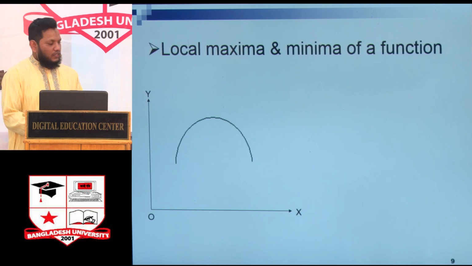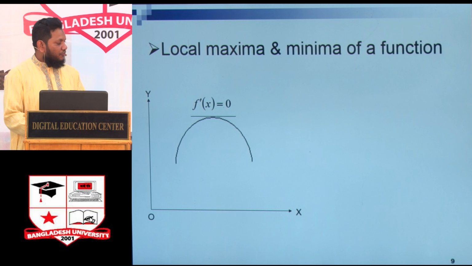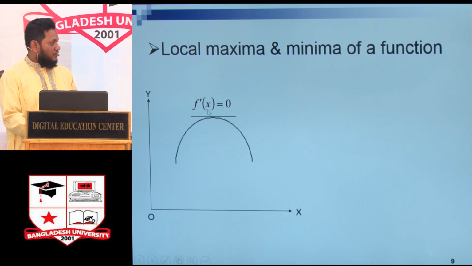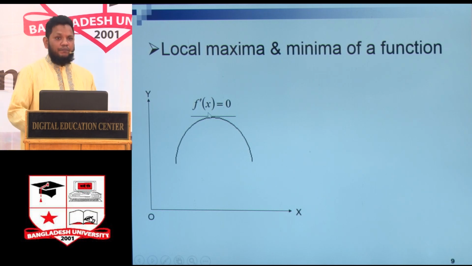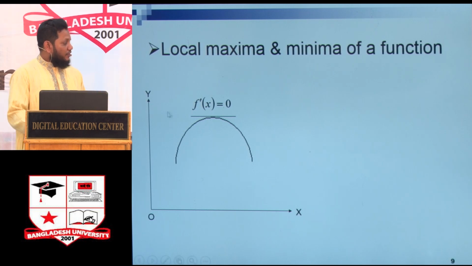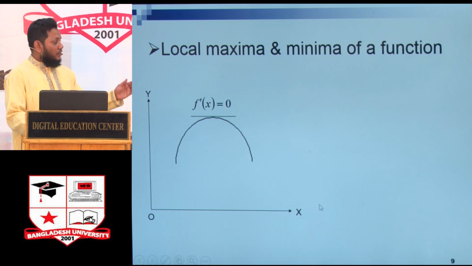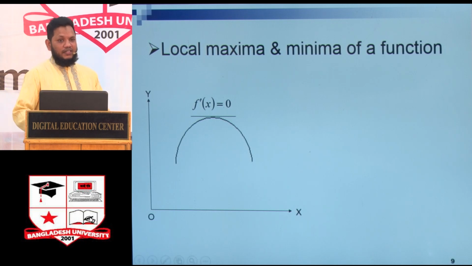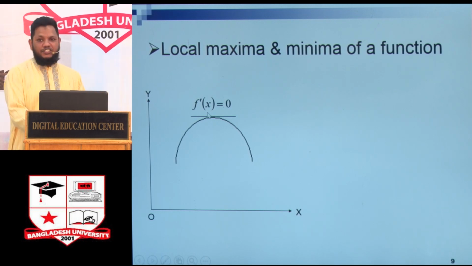We have a curve y equal to function of x, and if we draw a tangent at the middle point of this curve, you see f prime x is 0, because if we take the angle between this tangent and the x-axis, the angle is 0, because this tangent and the x-axis are parallel. So we can say tan theta, that is tan 0, equals 0. So we can say f prime x, that is tan 0, equals 0. So this point is known as a stationary point, or sometimes it is known as a critical point.